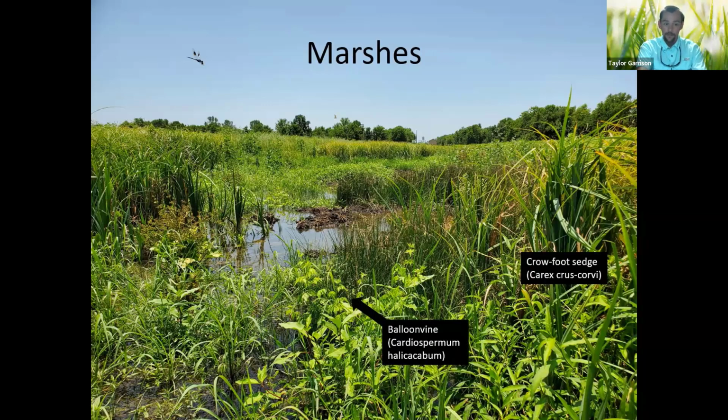Cardiospermum halicacabum, one of the more fun names to say in the plant world. But these guys will grow in typically clay soils, upland pastures that are wet, bottomlands and marshes as well. They're not too much of an issue, but they are present in several of our marshes.